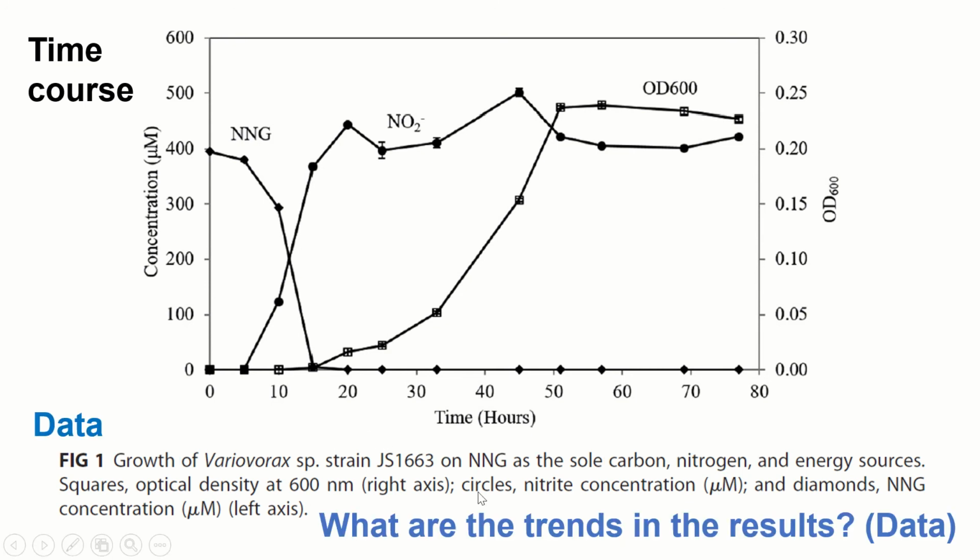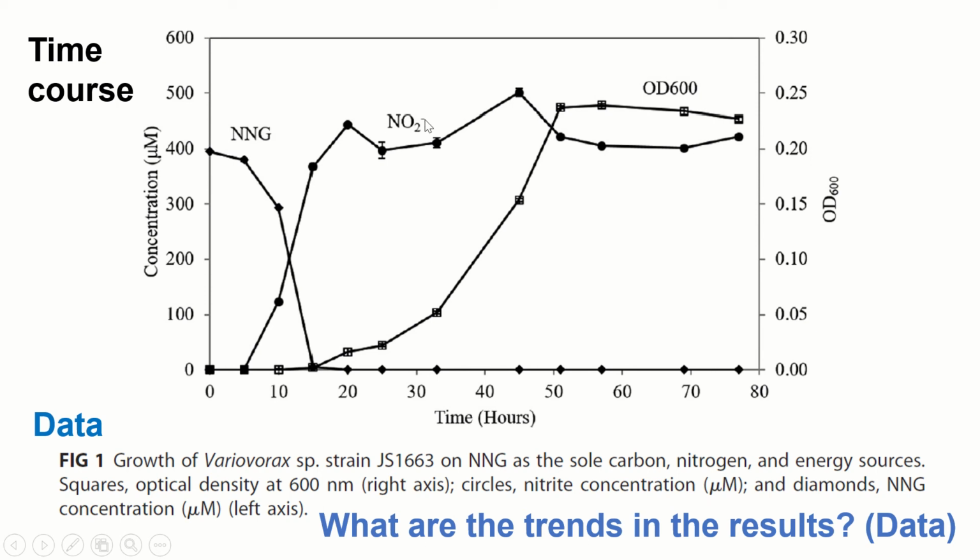Data. So now we're looking for trends in the results. And so what we want to see is just adequately describe what the trends are. So we'll start with NNG concentration. NNG concentration starts to decrease from time 0 to 15 hours, and then it's completely consumed.